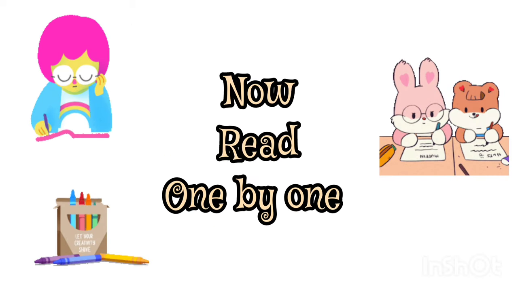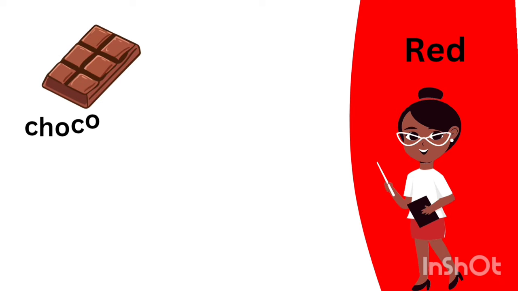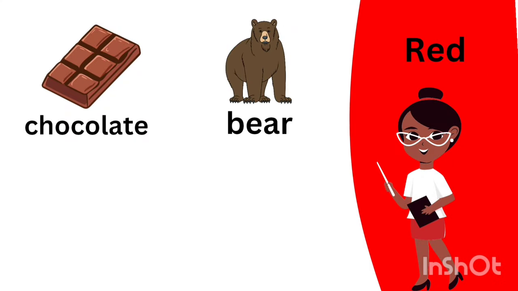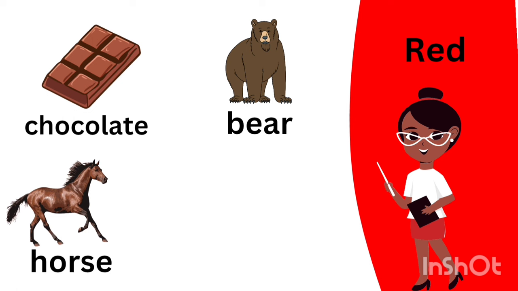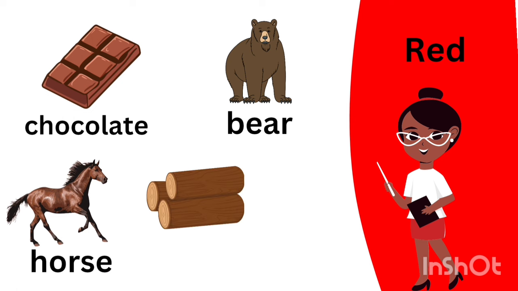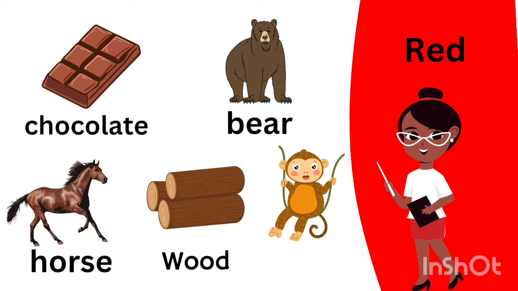Now read one by one. Brown. Chocolate. Brown. Bear. Brown. Horse. Brown. Wood. Brown. Monkey.